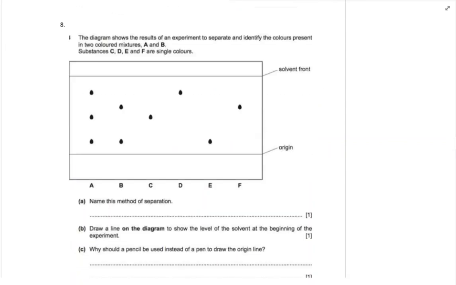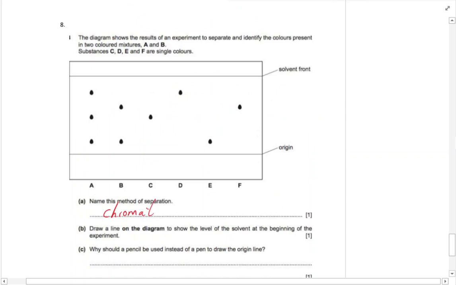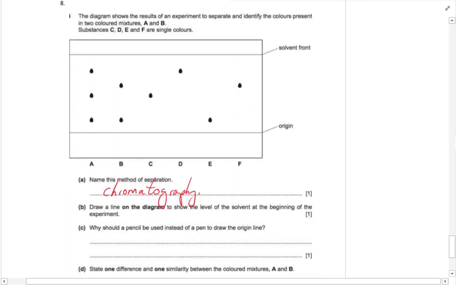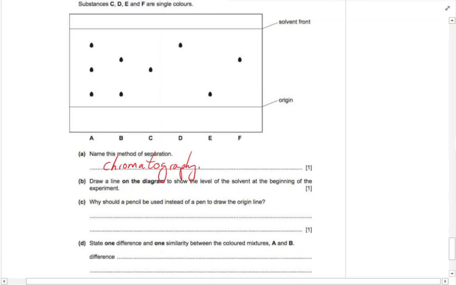Question 8. Name this method of separation. This, of course, is chromatography. You're all doing a nice lab report based on chromatography, I assume. Draw a line on the diagram to show the level of the solvent at the beginning of the experiment. Generally speaking, your solvent, you might have it right at the start, but you're going to have it below the baseline. So this is for B.